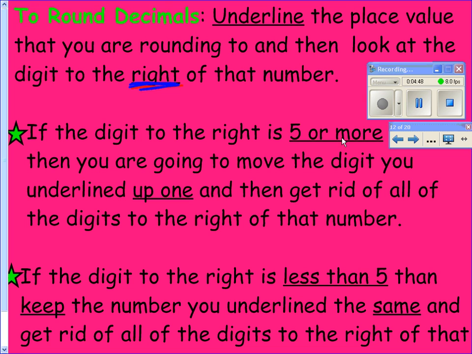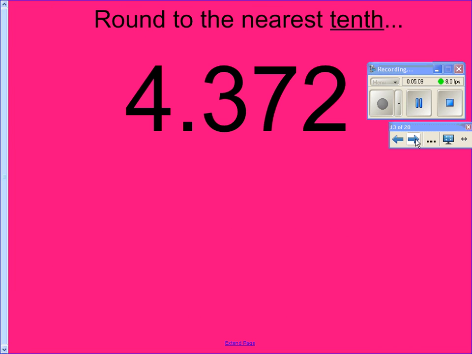When you look to the right, if that digit is 5 or more, then the number that you underlined will go up. Then all the rest of the numbers fall away. You do not need them anymore. If the digit to the right is less than 5, the number that you underlined stays the same. So let's do some examples.